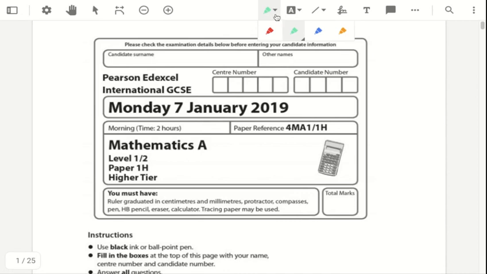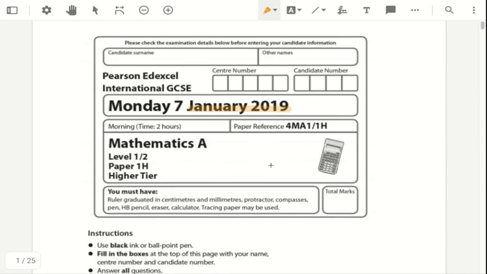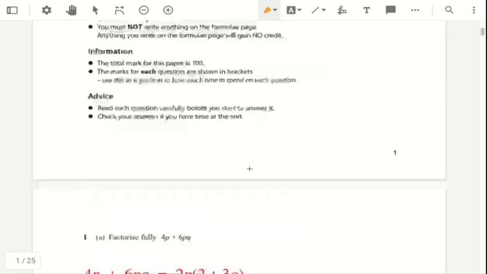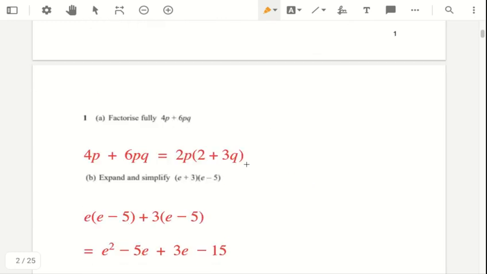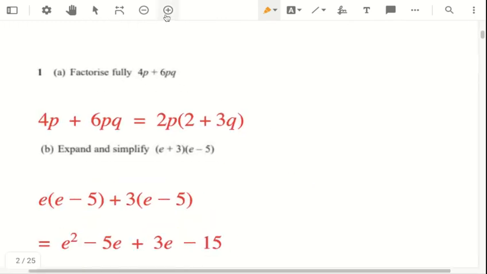Today I'll be going through the IGCSE paper, January 2019 paper for Mathematics A. If you haven't done the questions yet, please do them before you look at my solutions. Okay, so let's go into the questions.